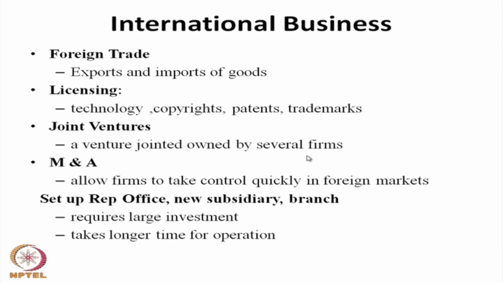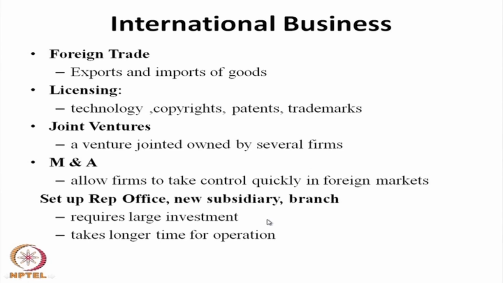So, when we discuss international business, it may be in the form of export and import, in the form of technology or copyright, in the form of a joint venture, or in the form of ownership, where a foreign company acquires or merges with a domestic company, or where the foreign company has an office in the domestic country in the form of a branch or a subsidiary. So, these are the types of international business.